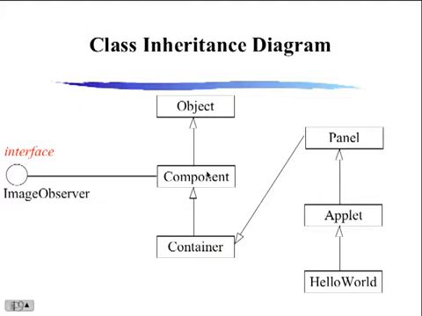Here's our inheritance diagram, class inheritance. So interface over here, we have an interface, the image observer, that's implemented with component. And component comes from, everybody comes from object.